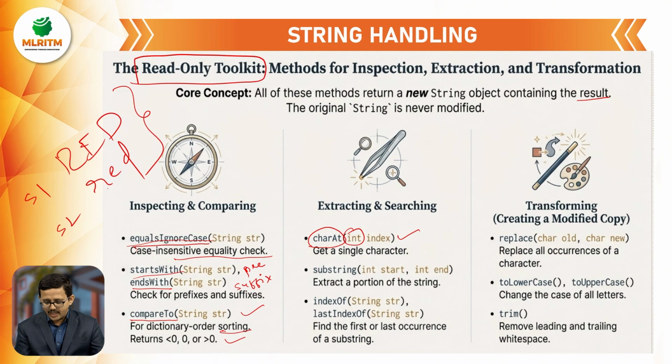Next we have substring, int start and int end. So we can create a substring. Int start is going to give you the starting character, and int end is going to give you the index of the finishing character. We are getting both indexes here. So we can extract any exact portion of a string at any point of time using this substring method. Next, indexOf string str and lastIndexOf string str, the first and last occurrence of a substring. We can find out when it occurs first and when it occurs last.